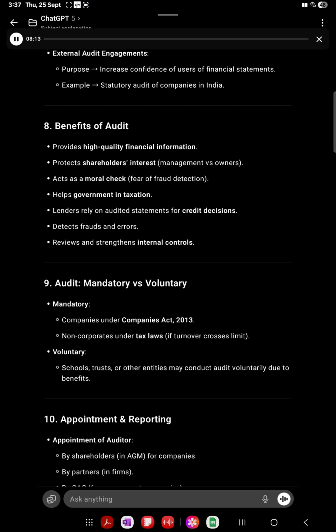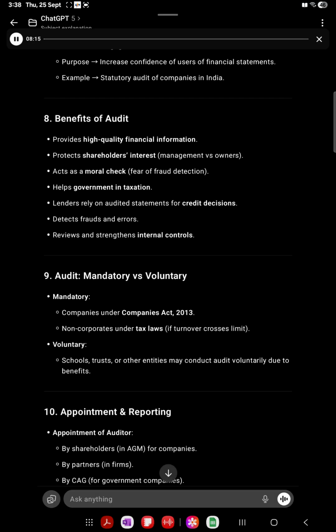8. Benefits of audit. Provides high-quality financial information. Protects shareholders' interest, management versus owners. Acts as a moral check, through fear of fraud detection. Helps government in taxation. Lenders rely on audited statements for credit decisions. Detects frauds and errors. Reviews and strengthens internal controls.